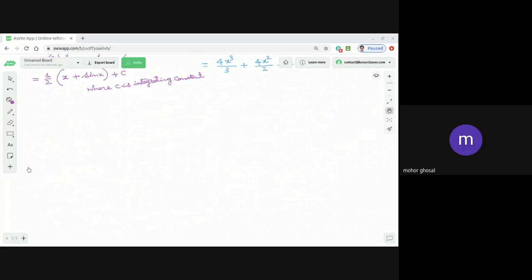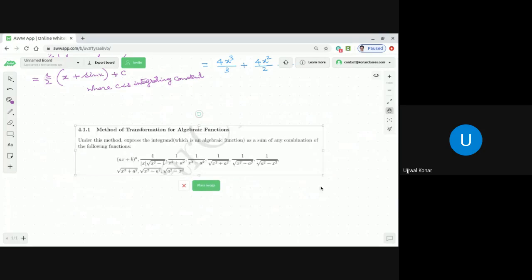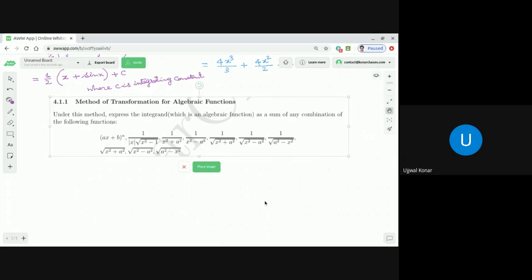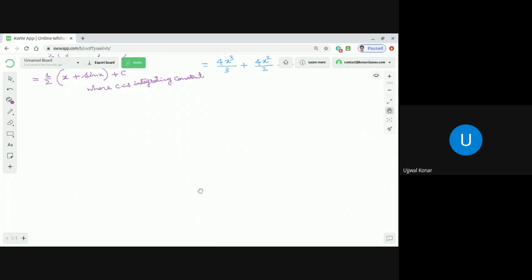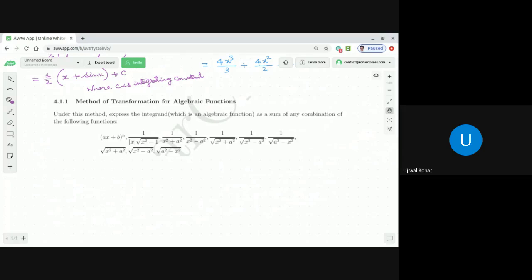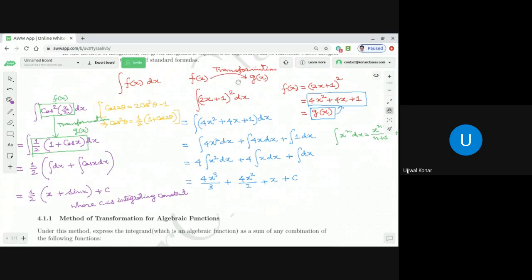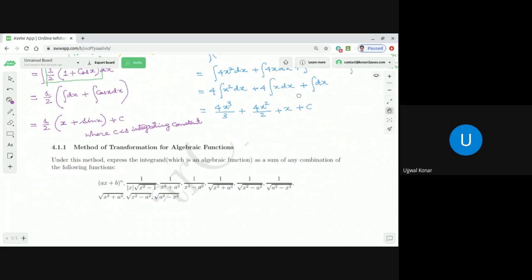If you recall, algebraic functions are the functions where you have a variable, some constant, and that is raised to a power. It could be a rational power or an irrational power. For example, what we did in the first example, 2x plus 1 whole square, is an algebraic function. Whereas cos square x by 2 is a trigonometric function. That fundamental we are aware of, no?